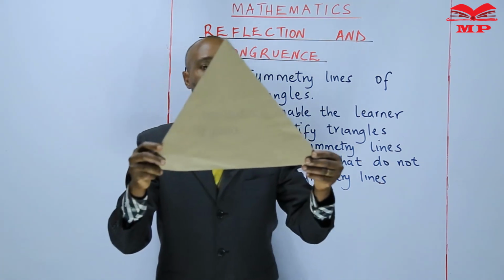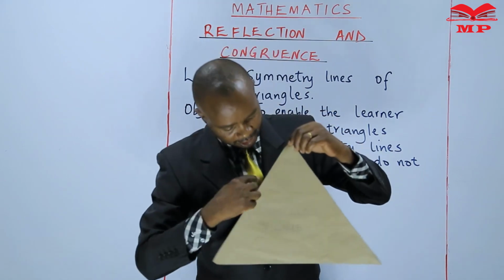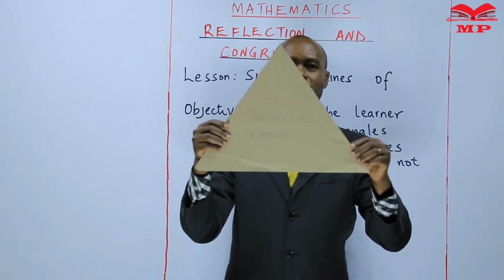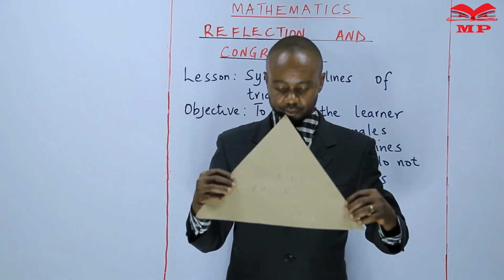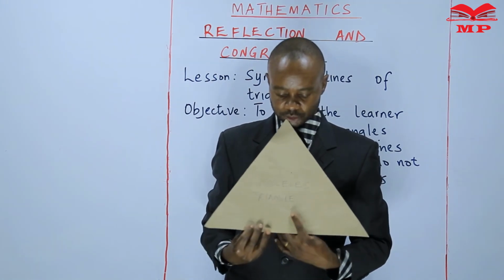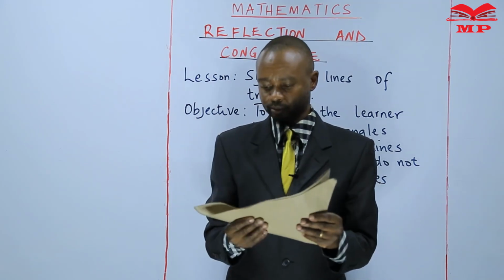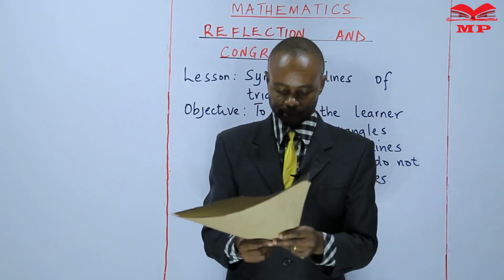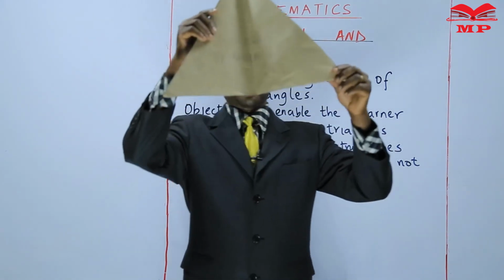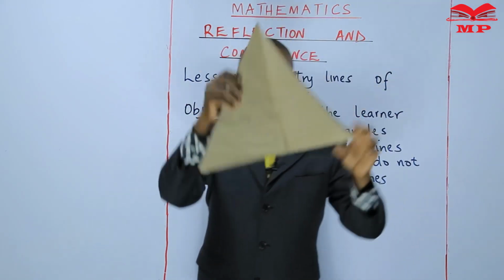We'll move to the second one. This is an isosceles triangle. For those who don't know, a pair of the sides are equal. Let's try to get it into two halves. Let's start with folding it along the side that is non-equal to the others. So I fold. I get my two halves. That's one line of symmetry.